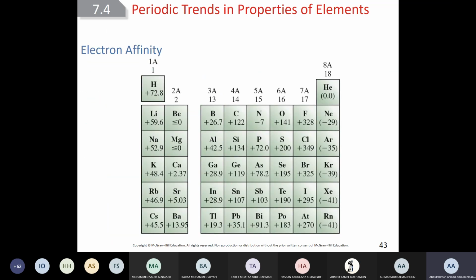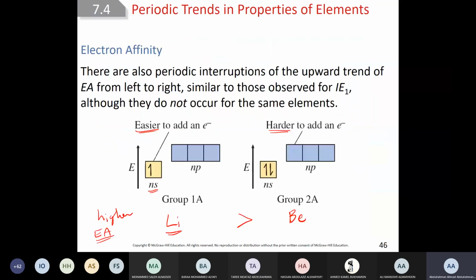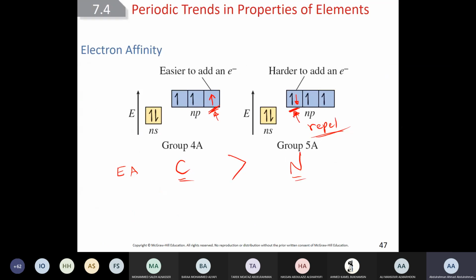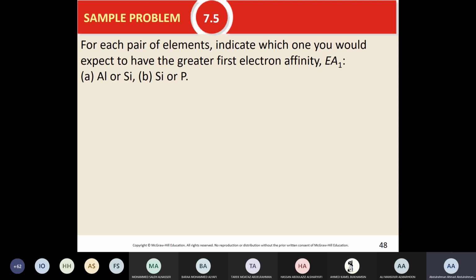Which one has the greater electron affinity, carbon or nitrogen? Carbon. Compare lithium to Be. Which one is higher? Lithium is greater than Be, and I gave you the reasons in here. Lithium is greater than Be, and the same thing with carbon being easier than nitrogen. Is this clear?